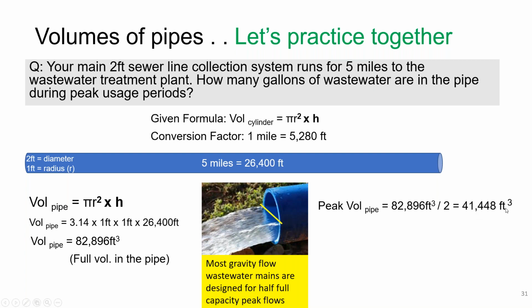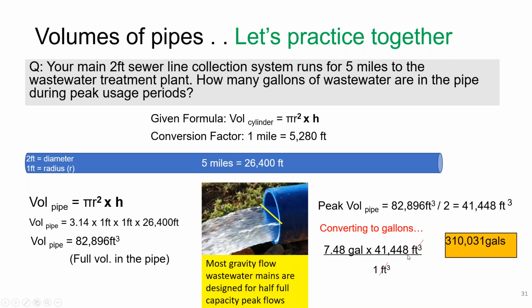41,448 cubic feet. Now we want to convert that volume into gallons so as to know how much water is in there. The conversion factor, of course, is 7.48 gallons, multiplied by 41,448 cubic feet. Feet and feet cancel with each other, and we have our volume as 310,031 gallons in that pipe.